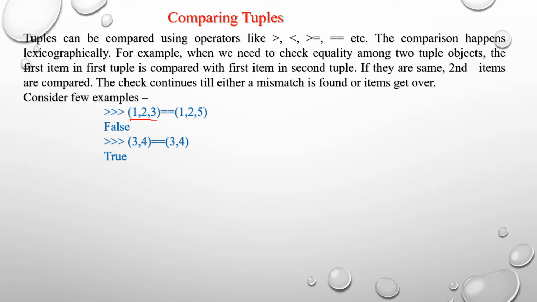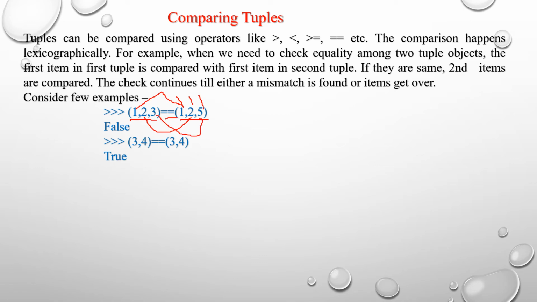So here I am using the equal operator, double equals. This is my second tuple: the first item is 1, the second item is 2, and the third item is 5. Here the first item of the first tuple is compared with the first item of the second tuple, then the second item with the second item, and next the third item of the first tuple is compared with the third item of the second tuple.